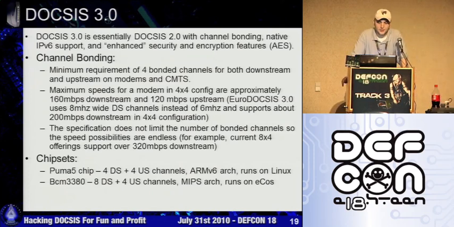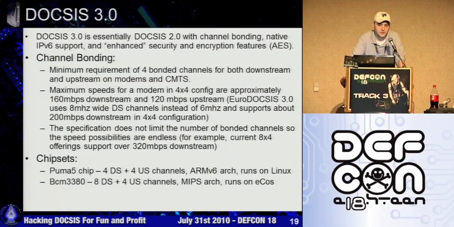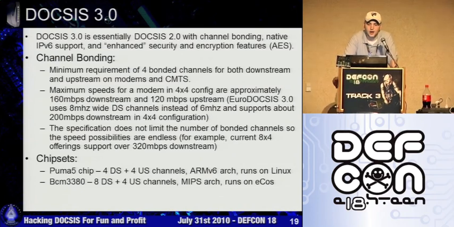So DOCSIS 3 has been certified by CableLabs since our last presentation. Basically, it's just DOCSIS 2 with channel bonding, native IPv6, and optional AES encryption. Before, they had been using 56-bit DES for BPI and BPI+.